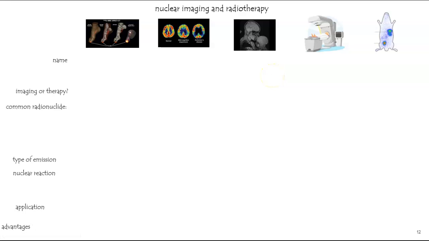Let's have a look at nuclear imaging and radiotherapy. This is Dr. B, and we'll be approaching this from an introductory college level. This is the material that's required for an International Baccalaureate course. Well, nuclear imaging and radiotherapy are important techniques.